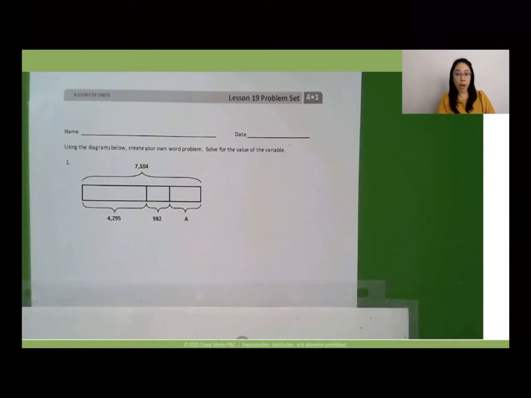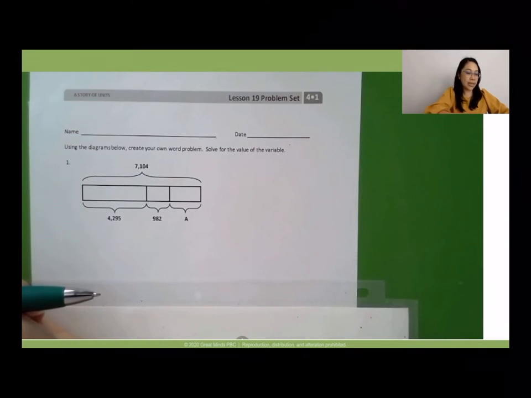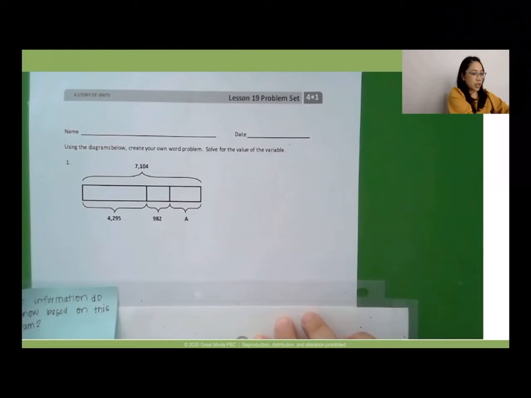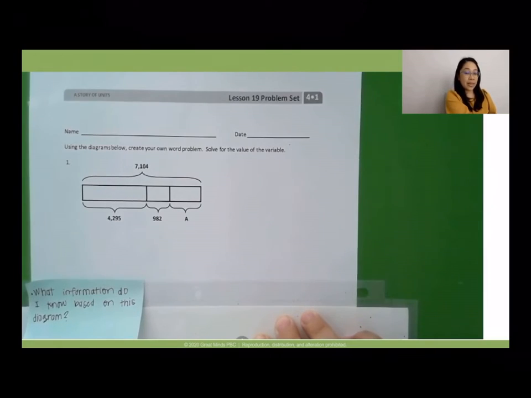We don't have a word problem to read. What we do have is this tape diagram here. Let's take a moment to analyze it, and as we do, I'd like you to ask the following question. What information do I know based on this diagram?